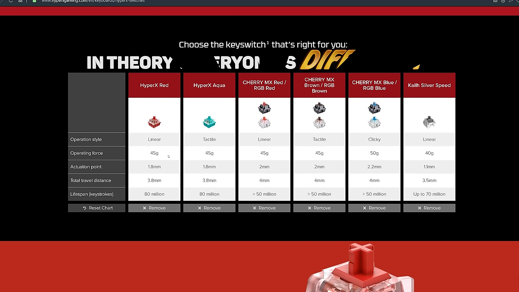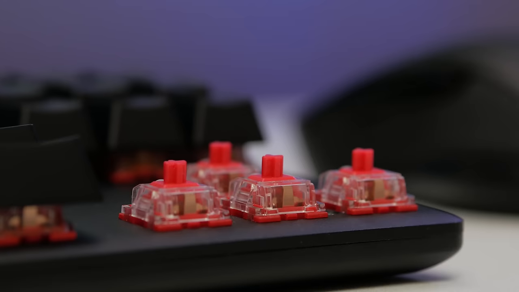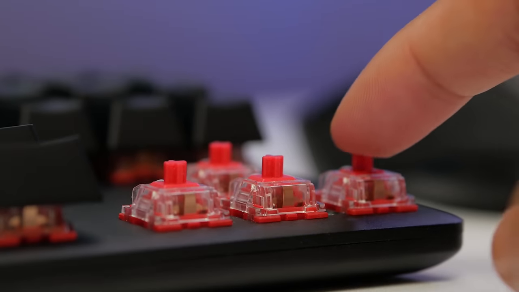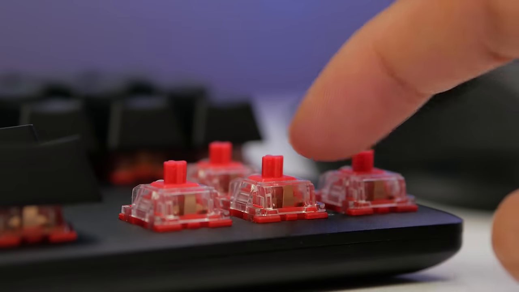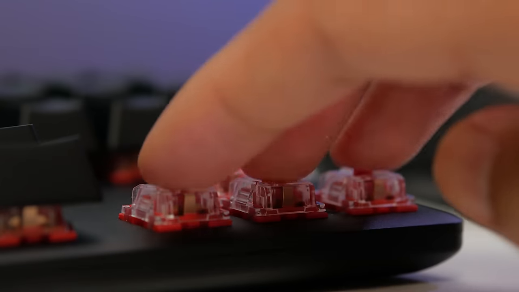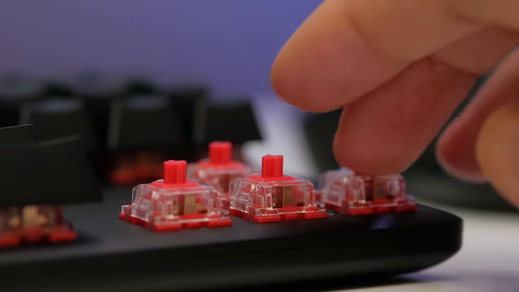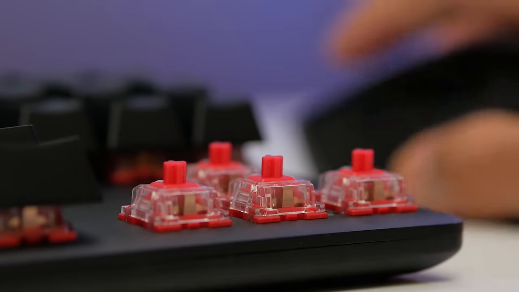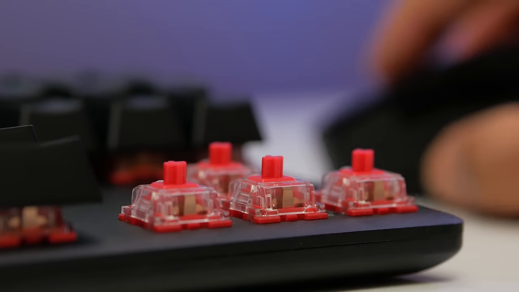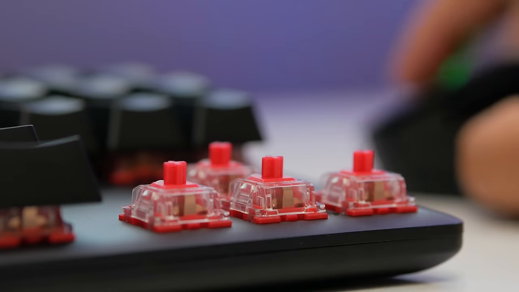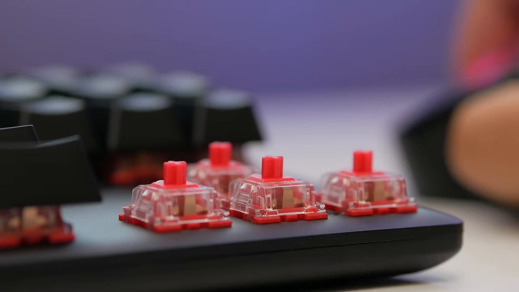Remember, everyone is different. They have a total travel distance of 3.8 millimeters, just a tiny bit shorter than the standard 4 millimeters, and again a slightly shorter actuation distance of 1.8 millimeters, so not as drastic as some other gaming switches that cut out more. But I like that it keeps that travel because that's what makes it feel so good. Also, 80 million keystroke lifespan is pretty cool.